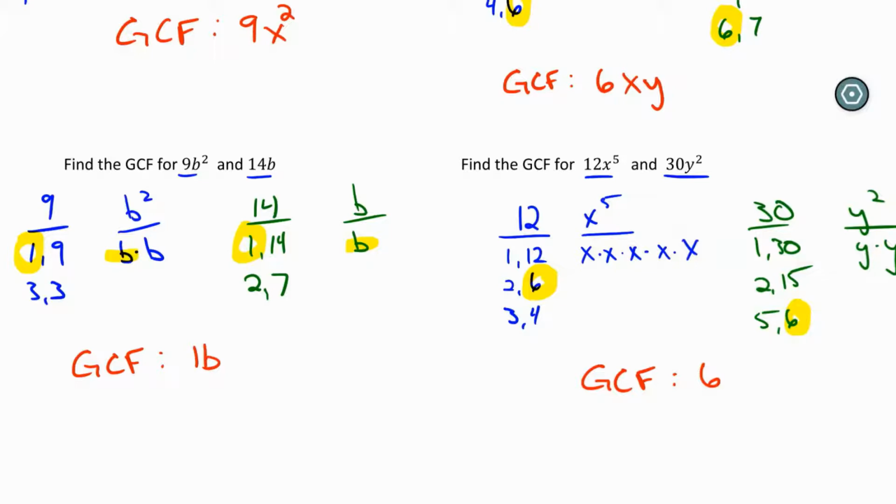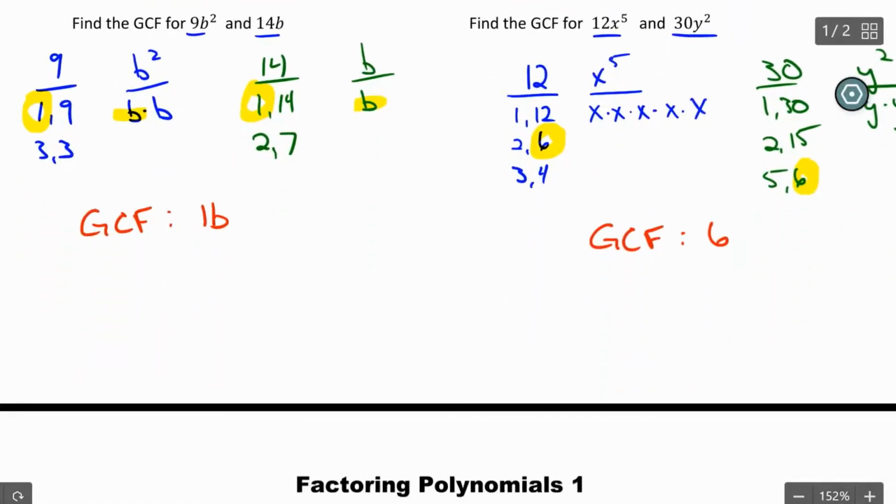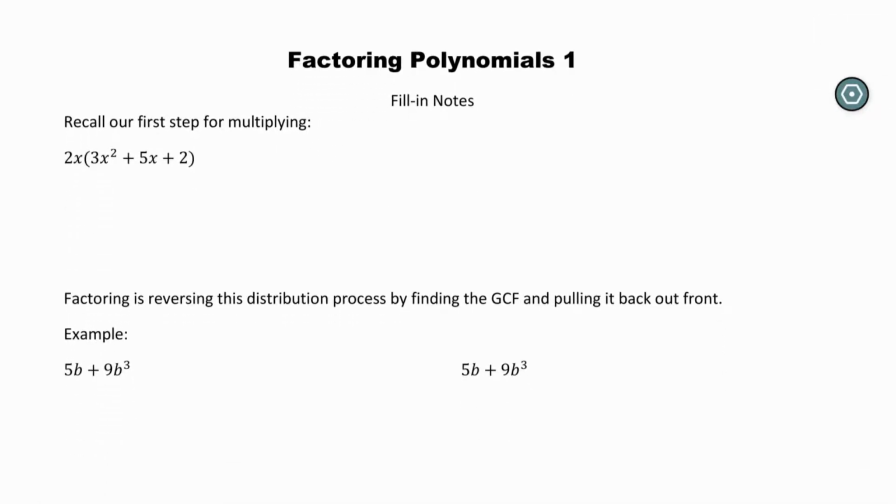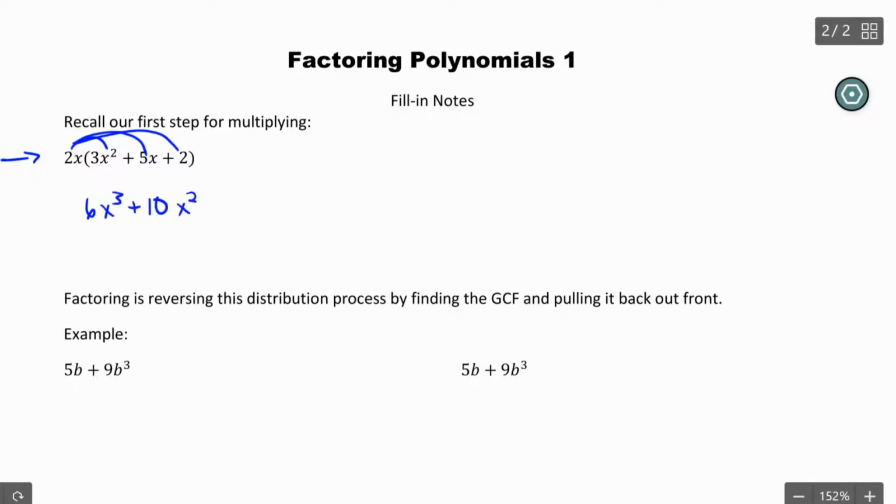All right, now our next step is to take this greatest common factor and undistribute it. So before we get into that, let's remember what happened when we multiplied, right? When we multiplied, we took that outside monomial and distributed it into the parentheses. So then I had 6x cubed plus 10x squared plus 4x, right? We took it from the outside and we distributed it in.